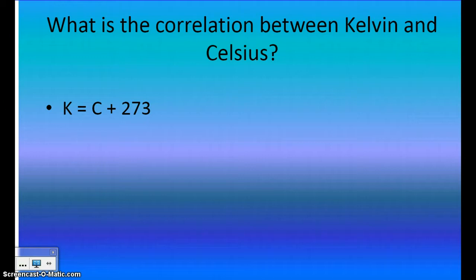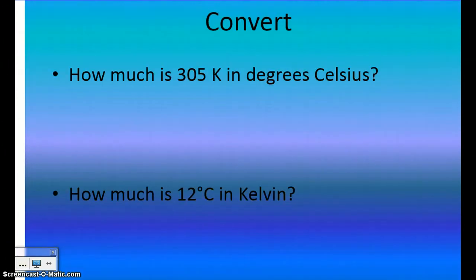Now, to get from Kelvin to Celsius, we'll use the equation K equals C plus 273. K is any temperature you have in Kelvin. C is any temperature you have in Celsius. So if you were given something in Celsius, you would put it where the C is, add 273, and that would give you Kelvin. If you had Kelvin, you would put it where the K is, subtract 273, and that would get you to Celsius. So let's see some examples.